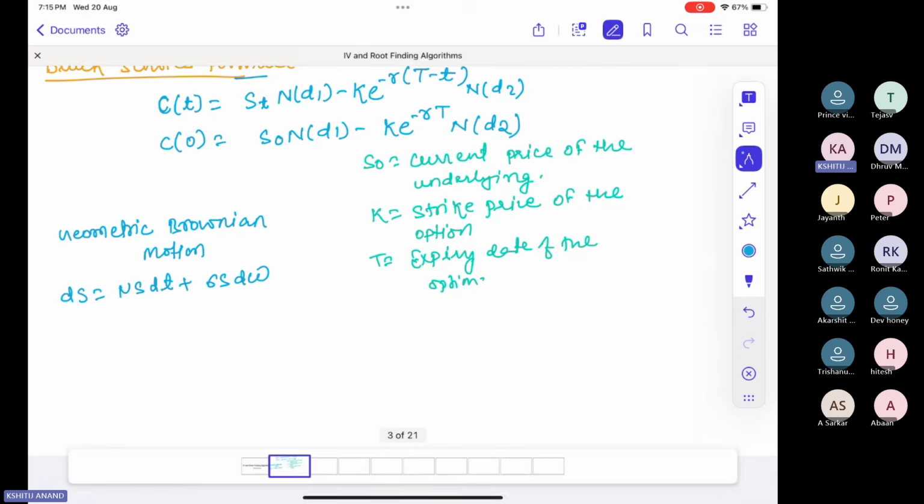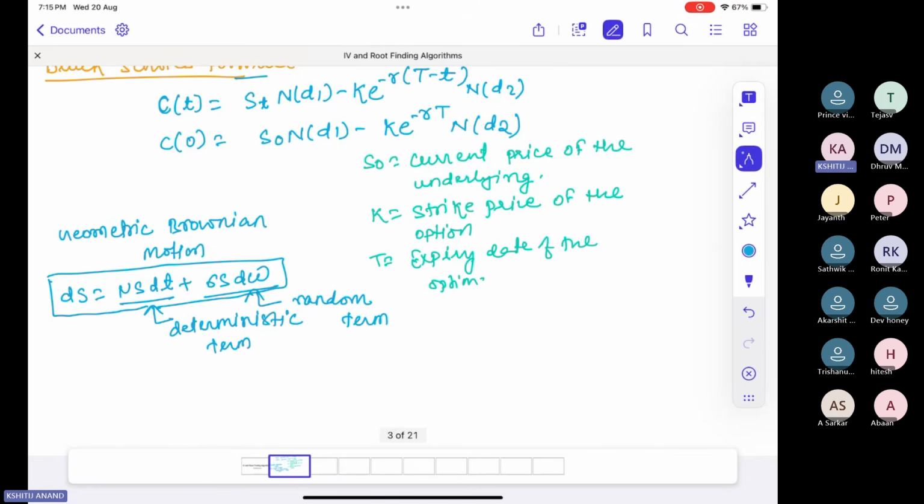Now this term mu S dt is the deterministic term here. The deterministic term is something you can probably predict right now, and the other term is the random term. Let's speak qualitatively of this equation. Please listen carefully: this formulation says that changes in the stock price in the market are driven by two terms. One is the deterministic term, and the second is the random term.